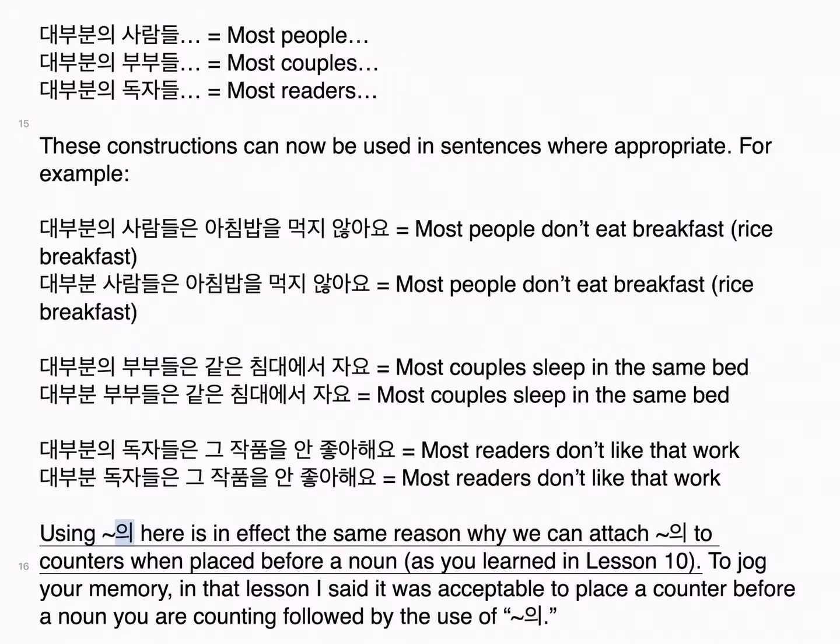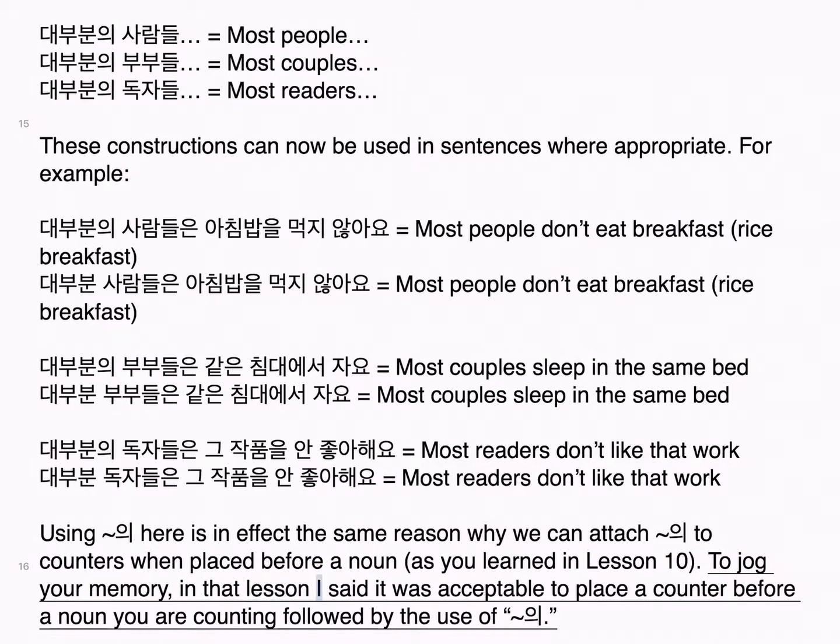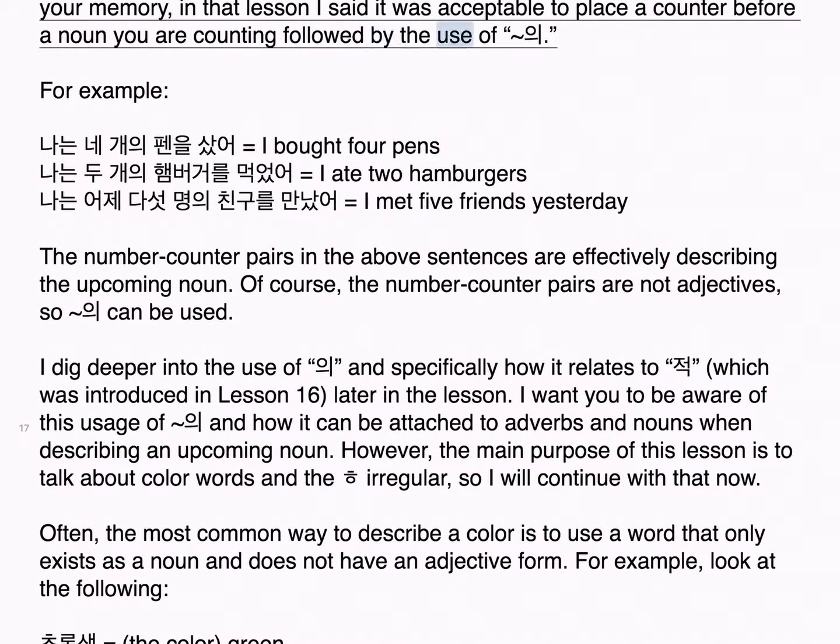Using 의 here is in effect the same reason why we can attach 의 to counters when placed before a noun, as you learned in lesson 10. To jog your memory, in that lesson I said it was acceptable to place a counter before a noun you are counting followed by the use of 의. For example, 나는 4개의 펜을 샀어. I bought 4 pens. 나는 2개의 햄버거를 먹었어. I ate 2 hamburgers. 나는 어제 5명의 친구를 만났어. I met 5 friends yesterday.